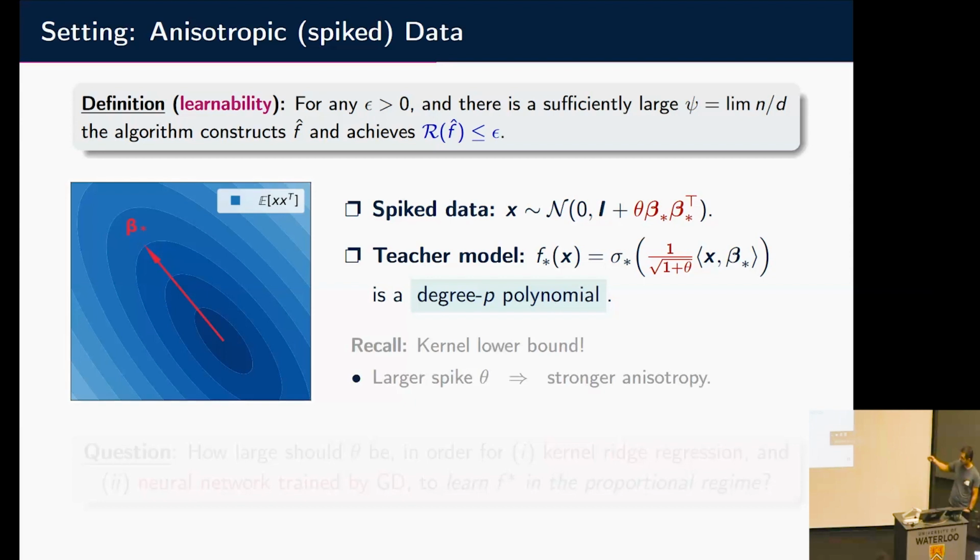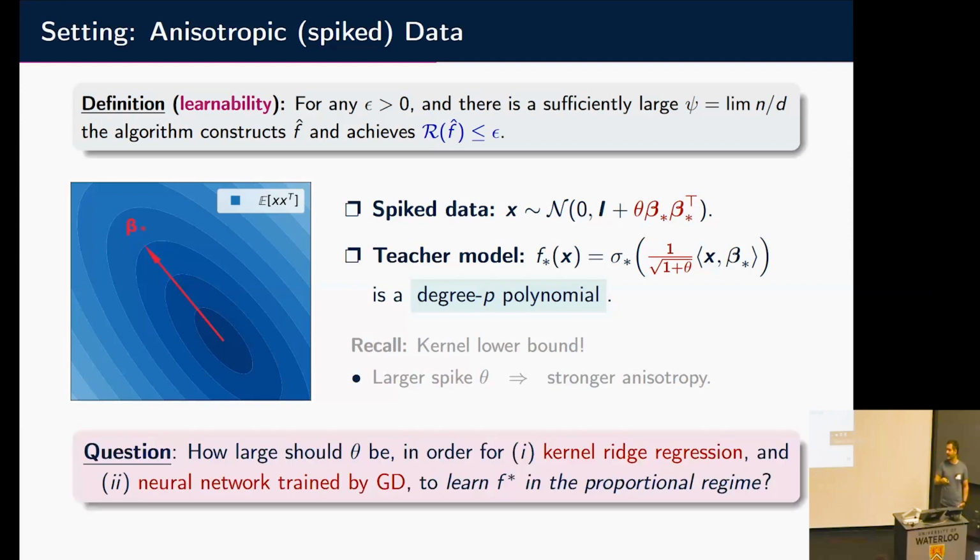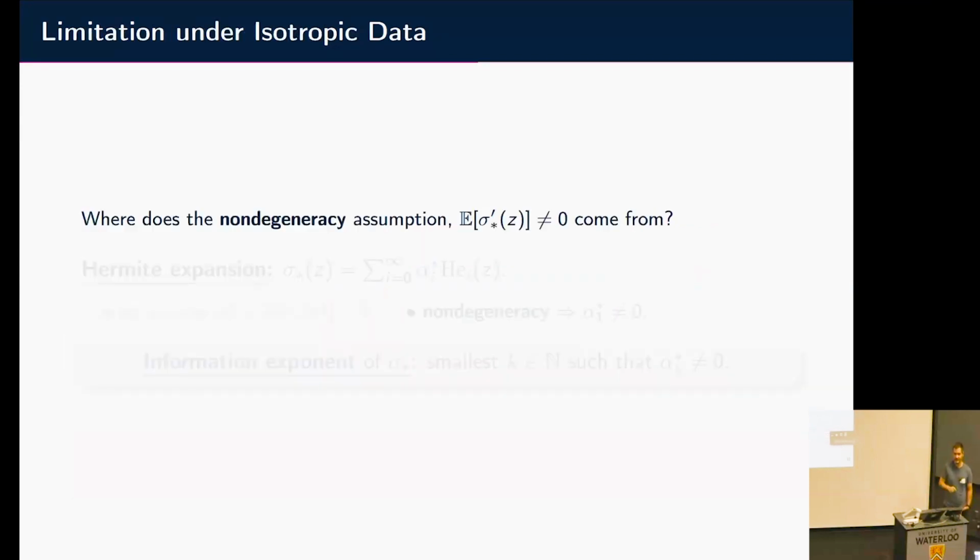Why is this polynomial degree an important thing to keep an eye on? Because remember the kernel lower bound in the proportional regime: when the input was isotropic, we could only learn linear functions. That means P has to be 1 if the input is isotropic. But if the input now has this covariance structure, how large should theta be so that kernel methods can learn a degree P polynomial? This is one question we could ask. We can ask the same question for neural networks, but for neural networks we have to look at the non-degeneracy assumption.